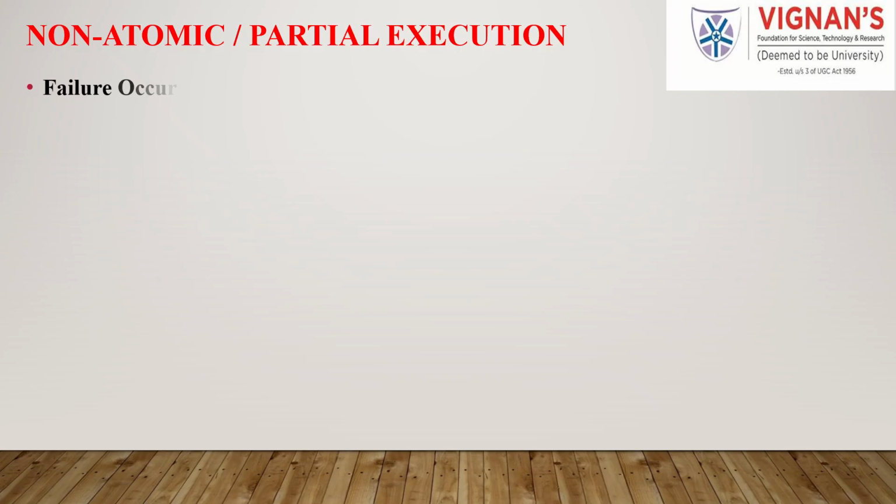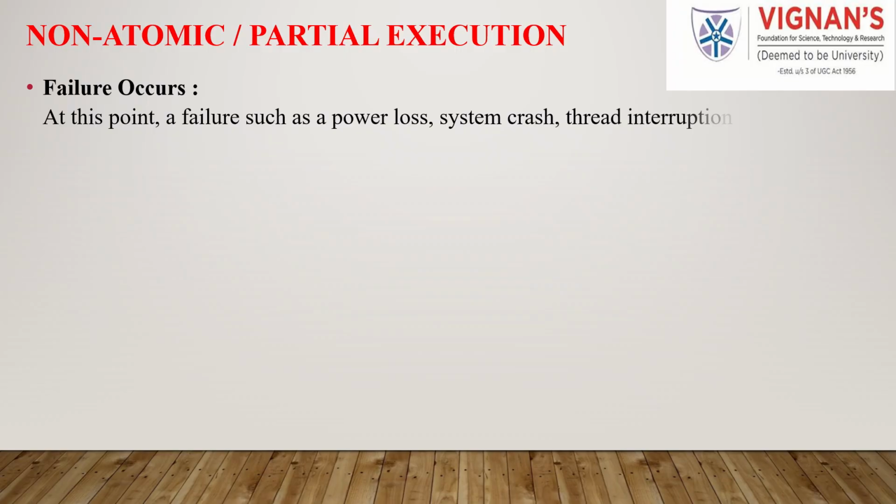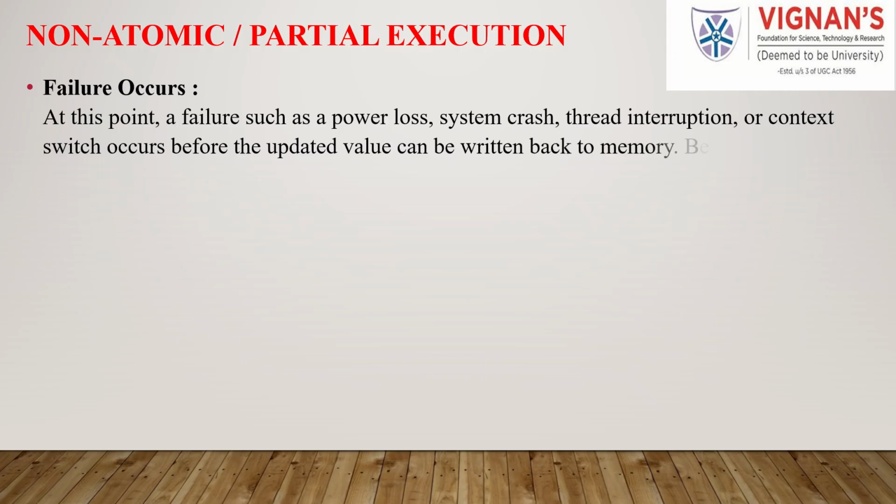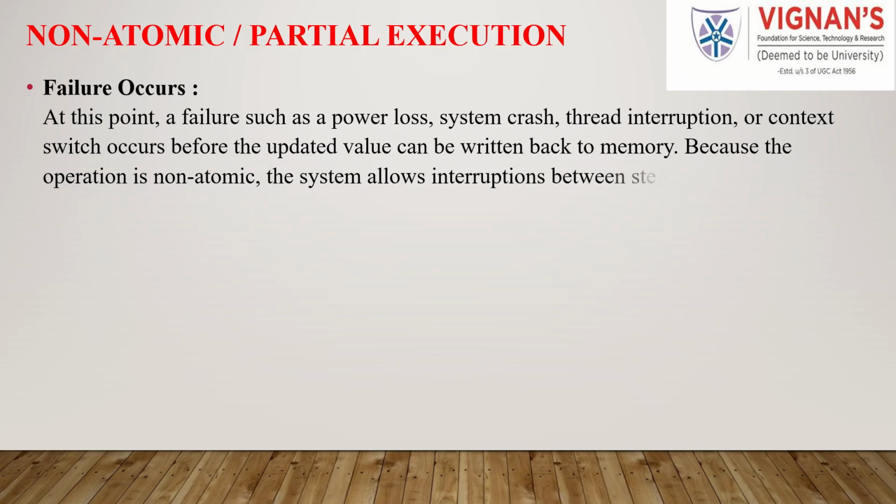Failure occurs. At this point, a failure such as a power loss, system crash, thread interruption, or context switch occurs. The failure happens before the updated value can be written back to memory. Because the operation is non-atomic, the system allows such interruptions between individual steps.